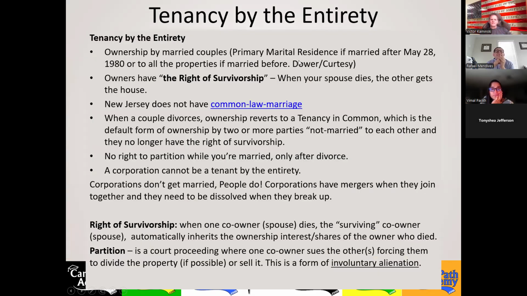Okay. So here you go. Tenancy by the entirety: ownership by married couples, primary marital residence if married after May 28, 1980, or all properties if married before, with the dower and courtesy rights. Owners have the right of survivorship. So when your spouse dies, the other one gets the house. New Jersey does not have common law marriage. When a couple divorces, ownership reverts to the tenancy in common.